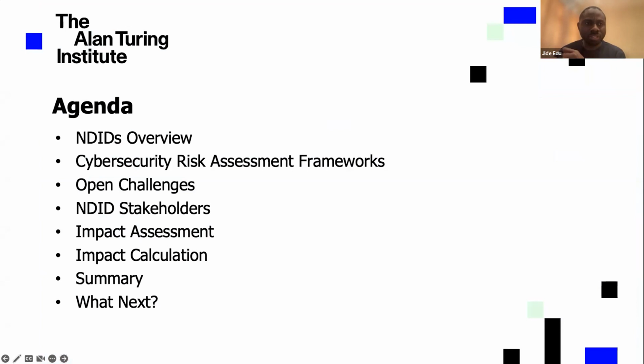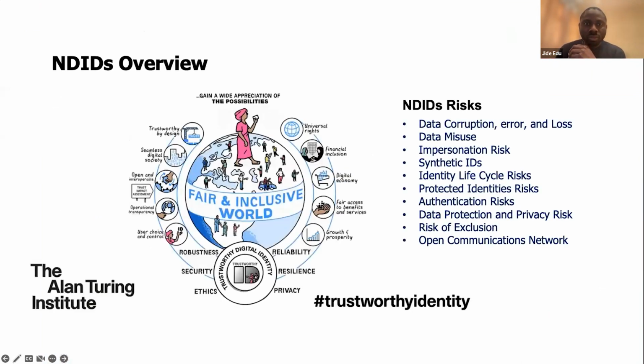I will briefly talk about the national digital identity systems, which everyone has been talking about since morning. Then I will talk about some of the risk assessment frameworks, the open challenges in performing risk assessment for the national digital identity systems, as well as the impact assessment framework we are trying to develop and the impact calculations.